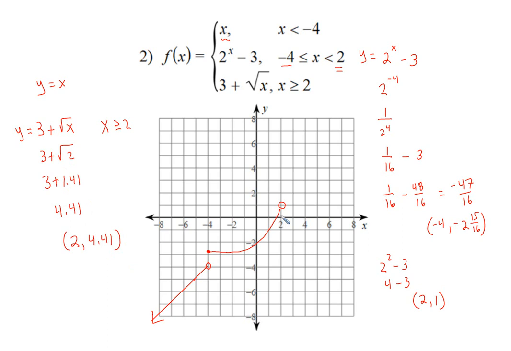So when x is 2, the y value would be 4.41, so almost at 4.5. So about right here. And our radical function, we know it's just going to look something like this.